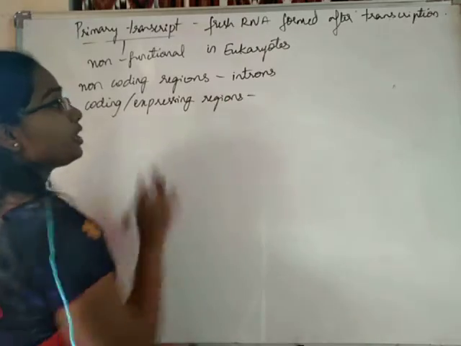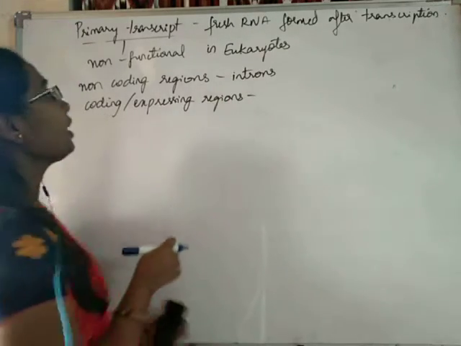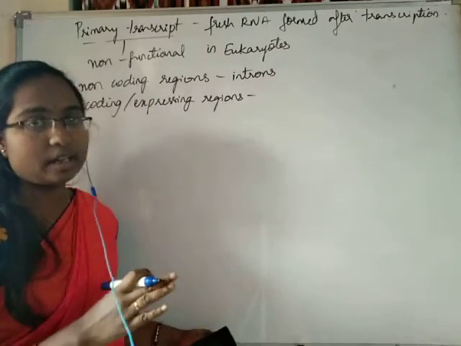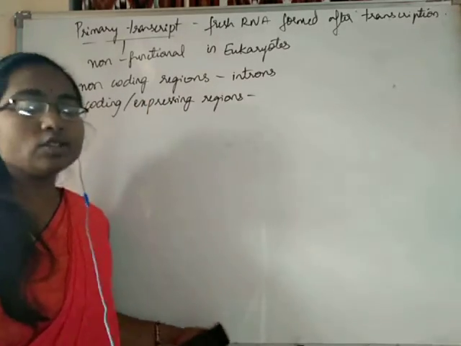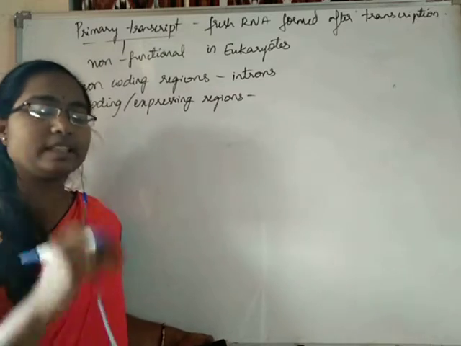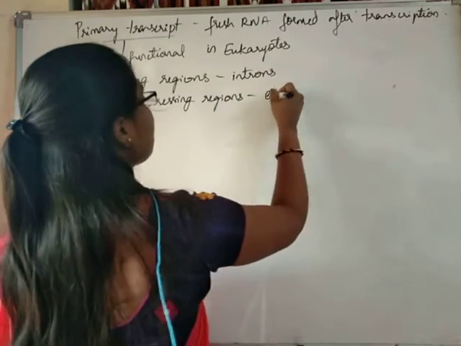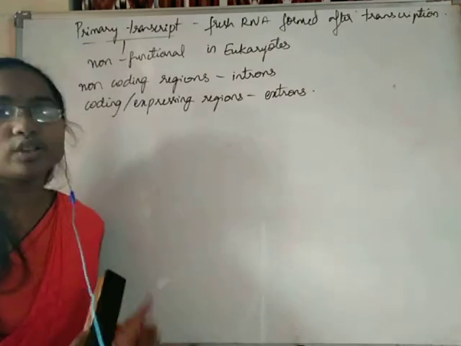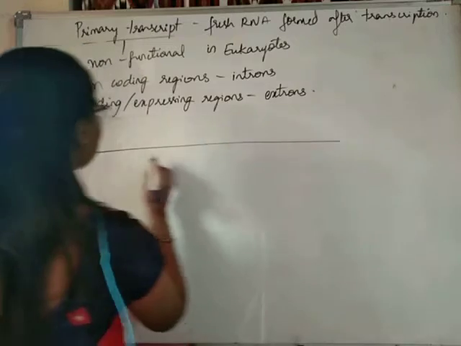These coding regions are the ones which can be found in the functional mRNA. Non-coding regions are those regions which are not seen in the functional mRNA. Whereas coding or expressing regions are those regions of the mRNA which can be seen in the functional mRNA also. These are called exons. Introns and exons both are present. Generally it will appear like this. I will just show you.